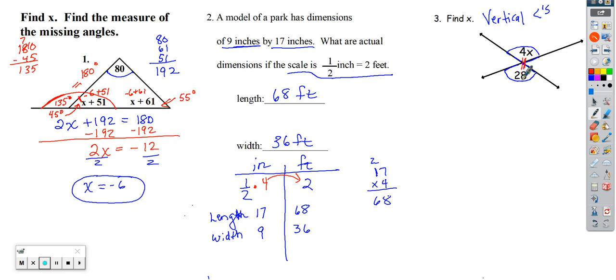And that gives me my equation. 4 times x equals 28. Well, we know that 4 times 7 is 28, so x is 7. Now that's all they asked us to do on this one was find x. But if I went back here and I substituted 7 back in for x, then this angle would be equal to that angle. 28 does equal 28.